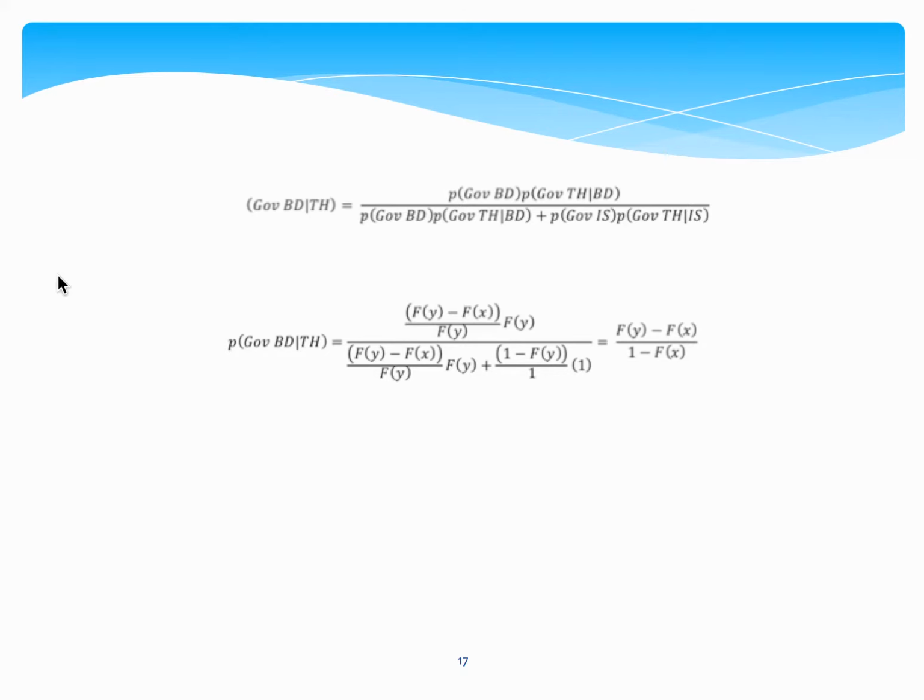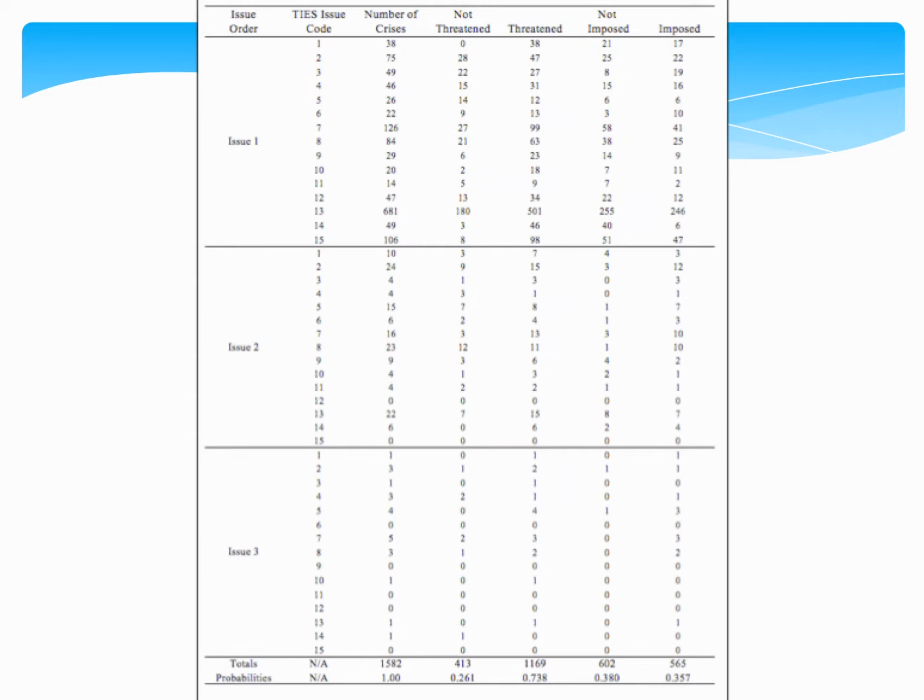And then we need to get values for those probabilities. How can we get them? For this, I'm using the TICE dataset introduced by Morgan et al. TICE means Threat and Imposition of Economic Sanctions dataset. I'm using the 2013 version, and here I looked at all the cases that they used, as long as sanctions are first threatened.